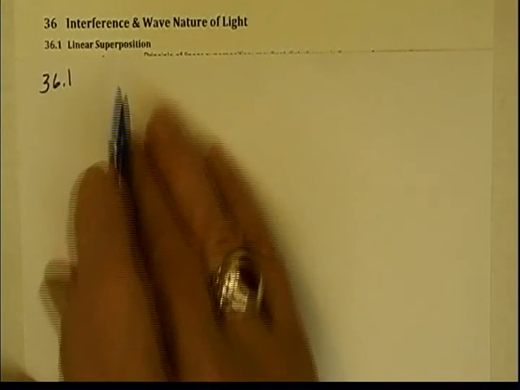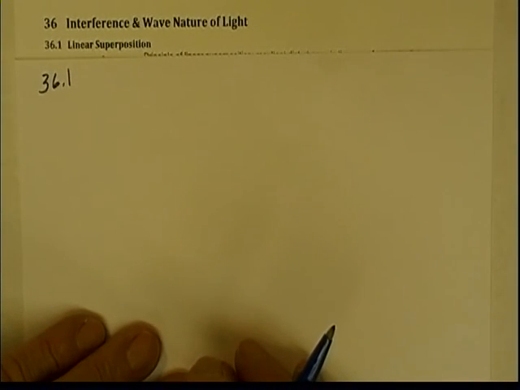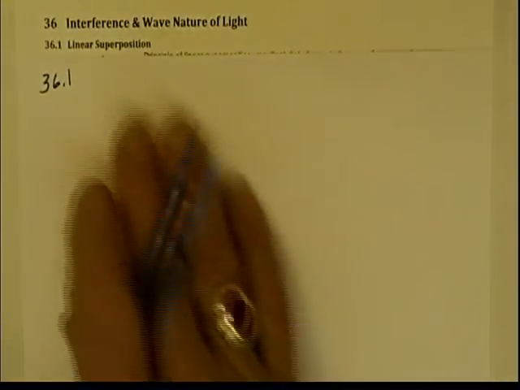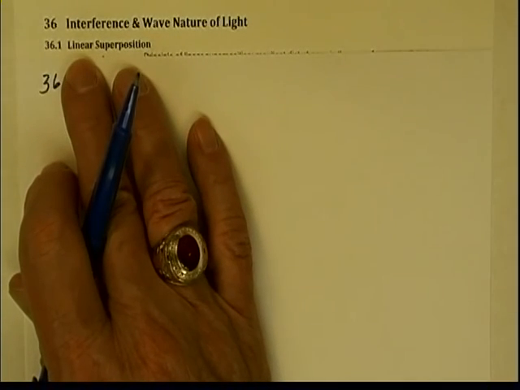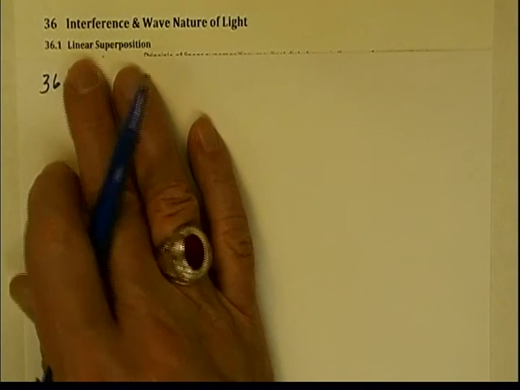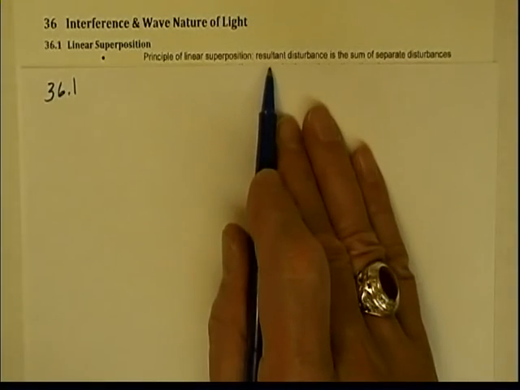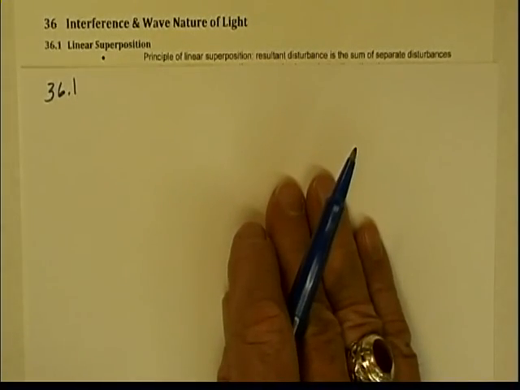Superposition, as it implies, means that two things are going to add up at one time, or maybe more things. And as they superimpose, like two images, one laid on top of the other, we're saying that the superposition that we want to discuss is linear. That means it's additive in a simple way, and not in a complex or nonlinear way. The principle of linear superposition is that the resultant disturbance is the sum of the separate disturbances.